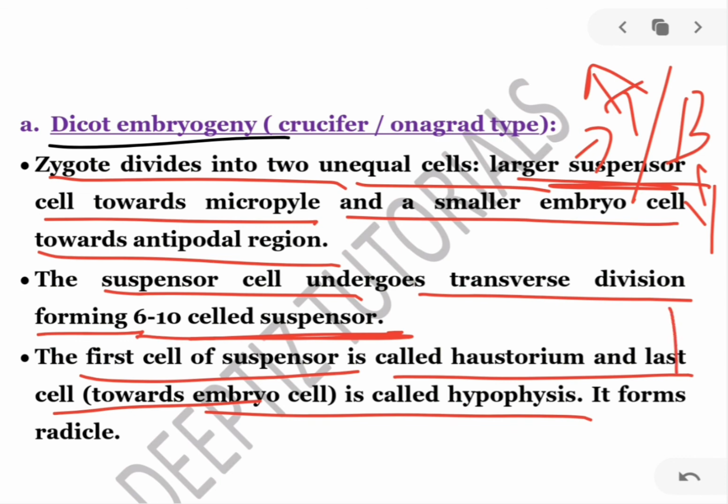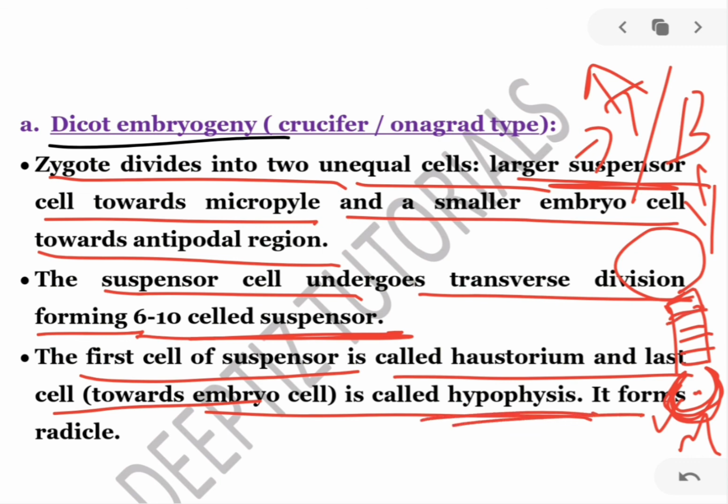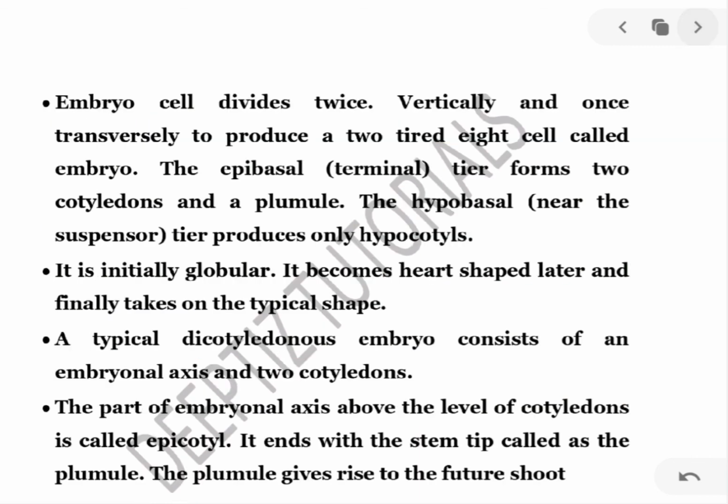If you remember, that divided into a chain of cells, this last, we say last, right? But according to this diagram, if we are taking the micropyle as the reference, this becomes the first cell, right? This is called haustorium and here will be the proembryo, and this cell is called hypophysis and it forms the radicle in future, because we have seen that one half of the hypophysis becomes the root tip, another half is going to become the root cortex. Whatever it is, root, that entire structure we call the radicle.